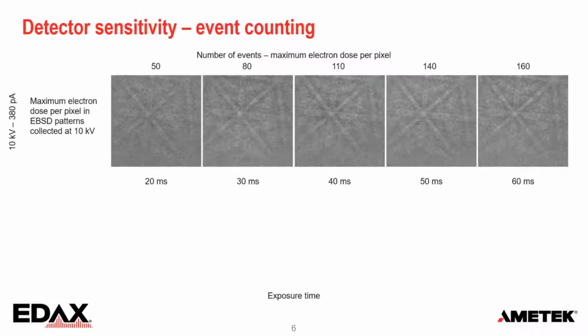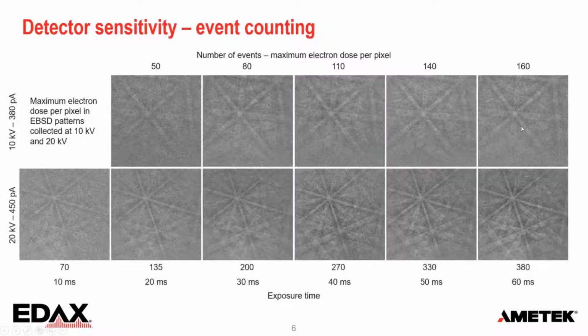Now, just a few sequences of patterns. If you look here, 10 kV, 380 picoamps, with 20 millisecond exposure, you can have about 50 electrons per pixel at max. And if you go a bit longer exposure, you can see how the electron dose increases and also how the detail in the patterns increases.